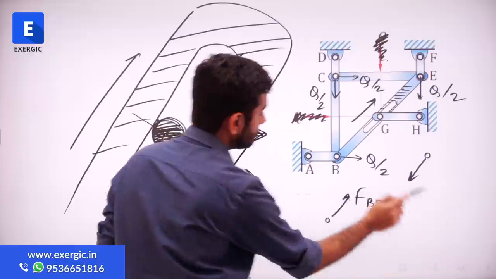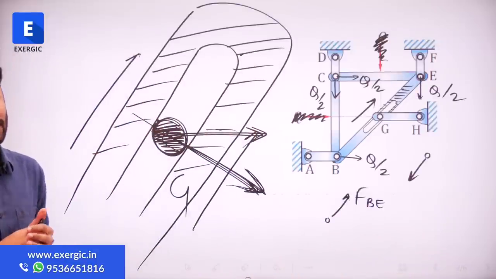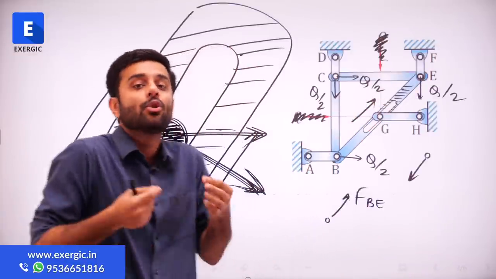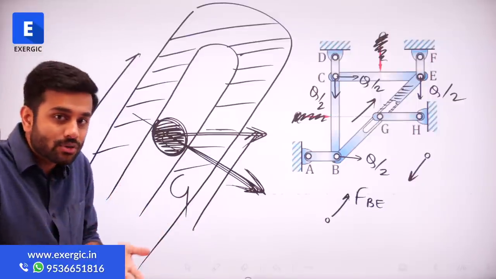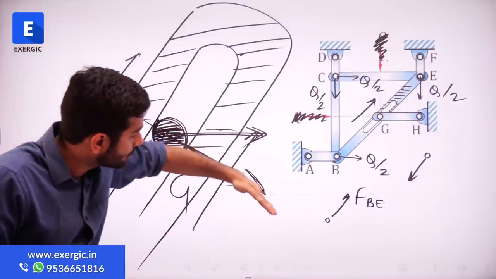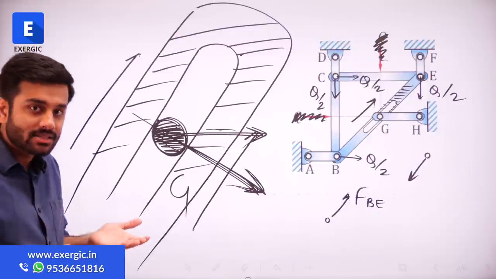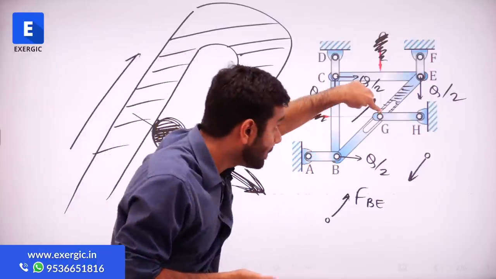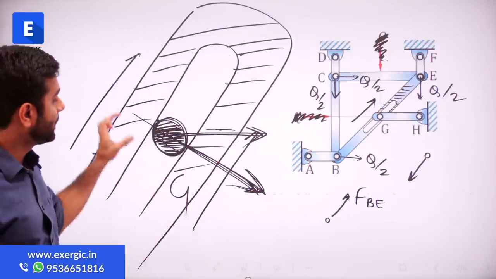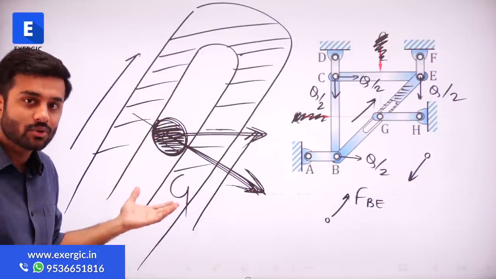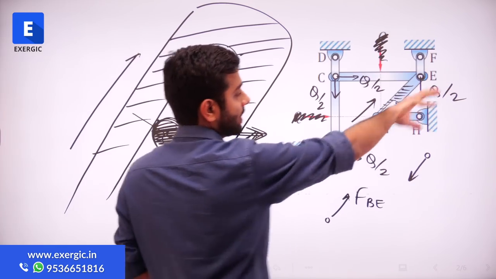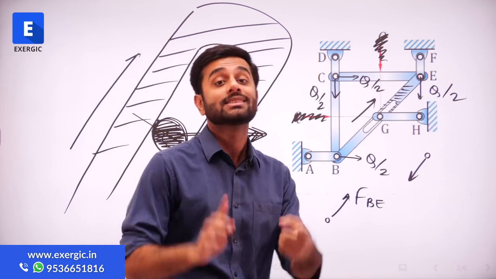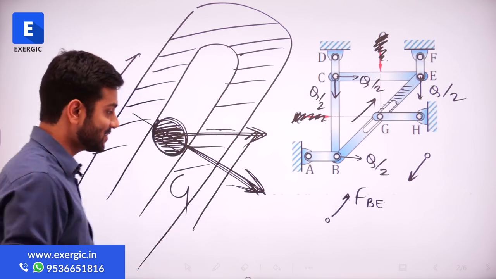The concept here is the one that we have discussed: due to the presence of pin and slot, there is no possibility of any force component perpendicular to this direction. And that is why, since there is no force being transmitted from BE to the pin at G, the pin has to remain force free. Obviously, from the right side, there is no force acting, right? So pin is force free means GH is force free. That is the reason why GH is a zero force member.